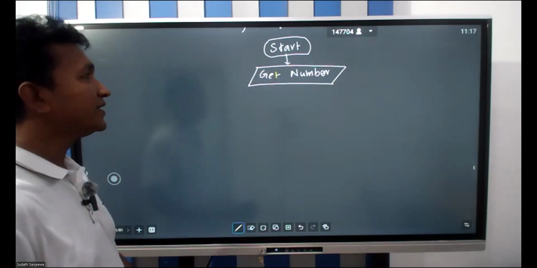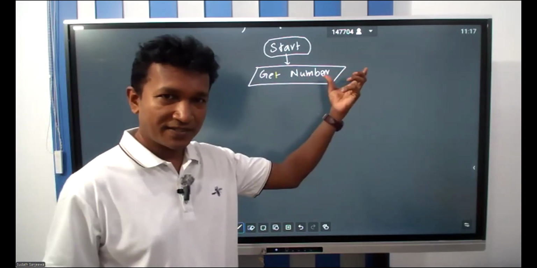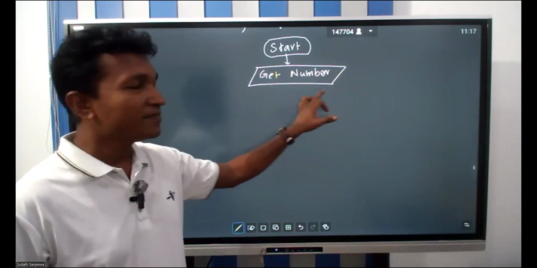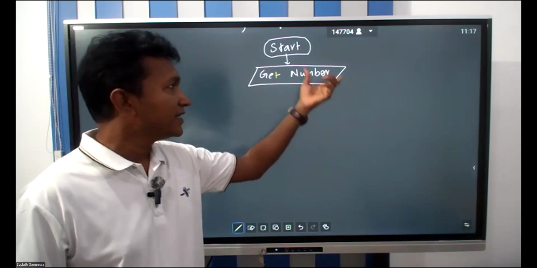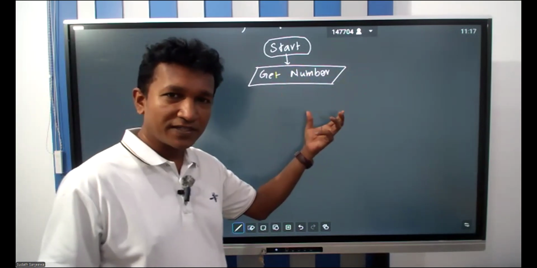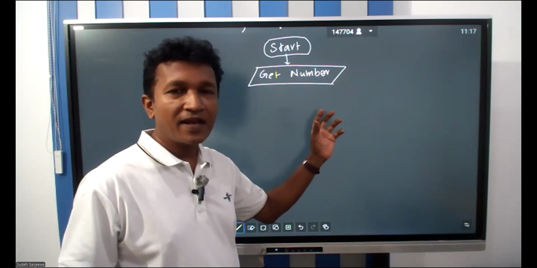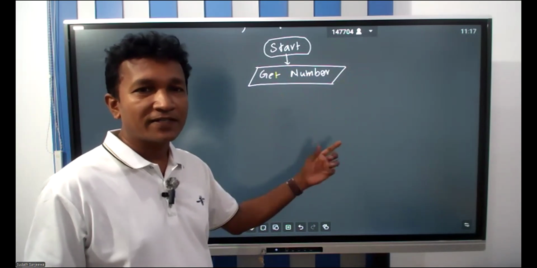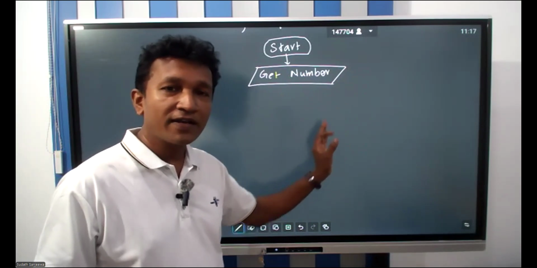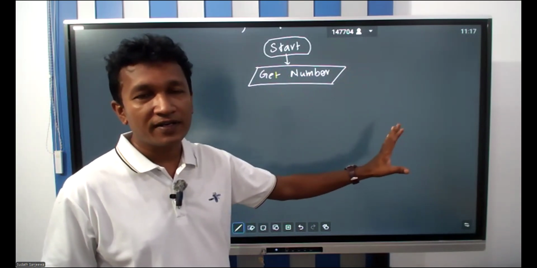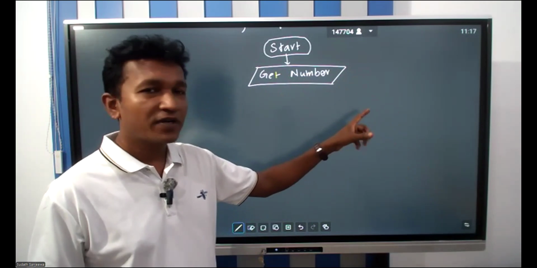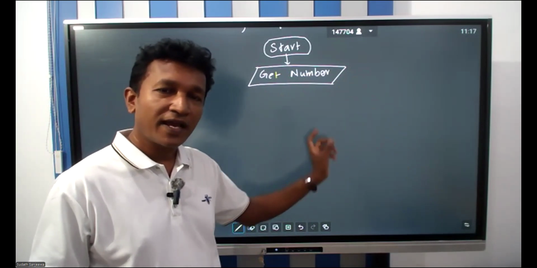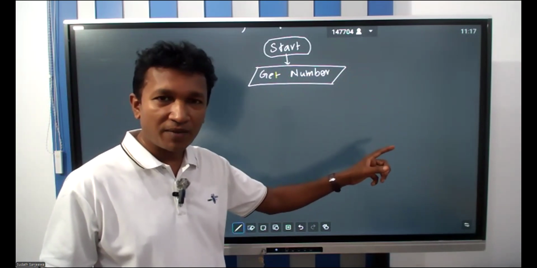To get the number, this is the input, right? Therefore, we use this symbol, get the number. This number is coming from the user, right? Then with that number, we are going to do the calculation part. So we start from 1 and go to 12. So 1 into input number, 2 into input number, and finally 12 into input number.